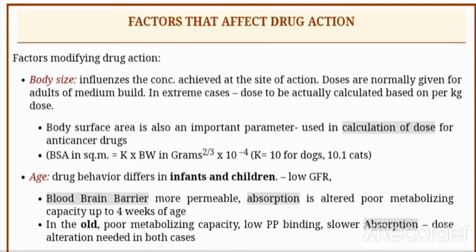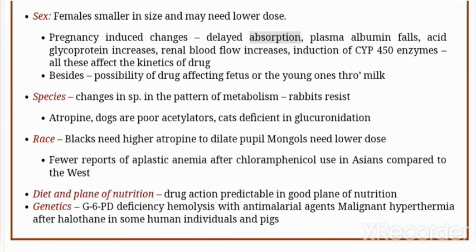It has been argued that body surface area provides a more accurate basis for dose calculation. It is used in calculation of dose for anti-cancer drugs. The body surface area can be calculated from the body weight using a formula: K into body weight in grams power 2/3 into 10 power minus 4. The value of K is a constant which varies for species.